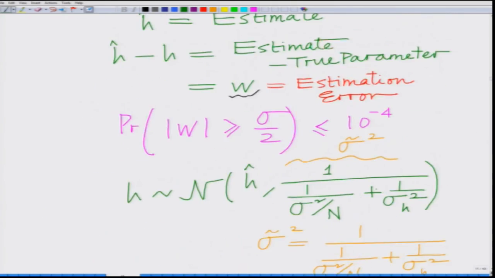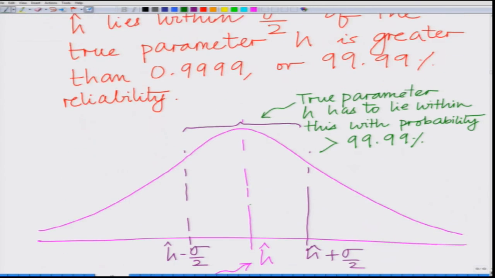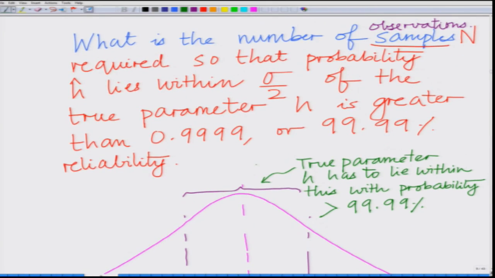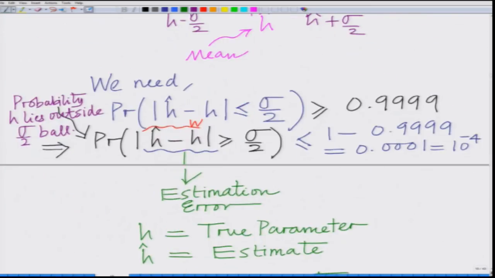the number of samples n that is required such that the probability that h hat lies within sigma by 2, that is, h lies between h hat minus sigma by 2 to h hat plus sigma by 2, that is, h lies within the sigma by 2 ball of the true parameter h. The probability with which it lies in the sigma by 2 ball around h has to be greater than or equal to 0.9999 or with 99.99% reliability. Okay. That is how we had derived.